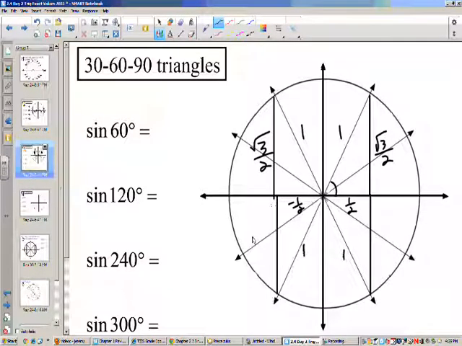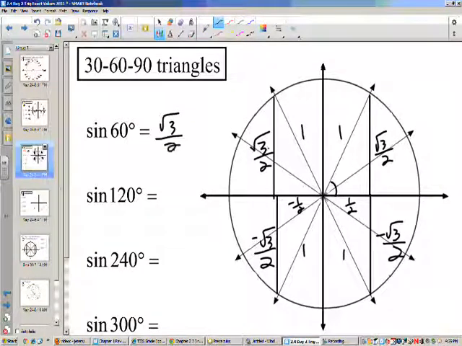These are going to be 1s, and now it's going to be negative root 3 over 2, negative root 3 over 2. So you see the sine of 60 is going to be root 3 over 2 over 1, which is just root 3 over 2. At 120, again, it's going to be root 3 over 2. And now these two negative ones, it's going to be negative root 3 over 2 and negative root 3 over 2.